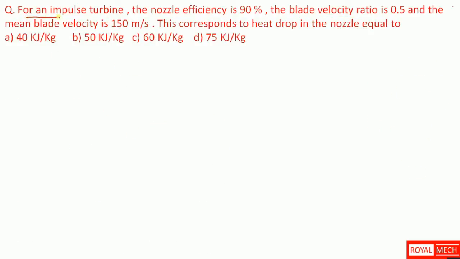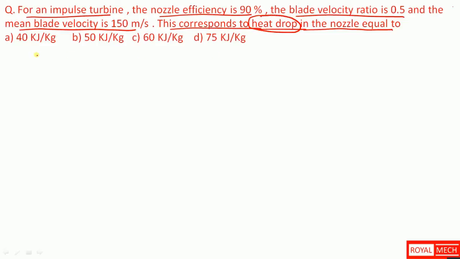For an impulse turbine, the nozzle efficiency is 90%. The blade velocity ratio is 0.5 and mean blade velocity is 150 meter per second. This corresponds heat drop in the nozzle is equal to. So here they are asking about heat drop, and the given options are in kilojoules per kg. So that means they are asking about the enthalpy.